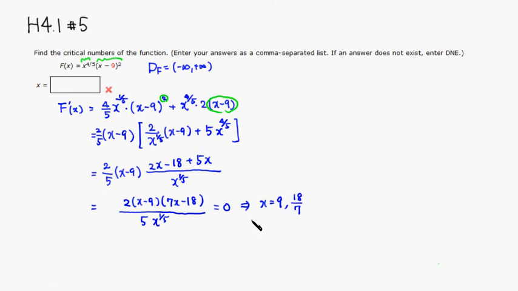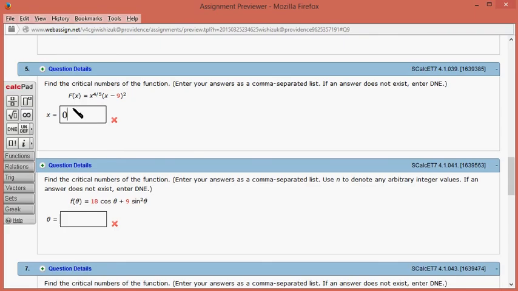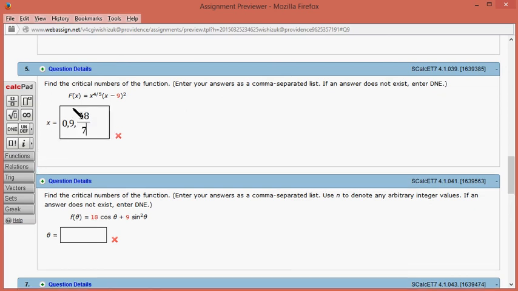We have that. And also, we know that when x equals 0, F prime is undefined. So F prime of 0 is undefined, which tells you that x equals 0 is another critical number. So these are the critical numbers. Let's put them in: we have 0, 9, and 18/7.